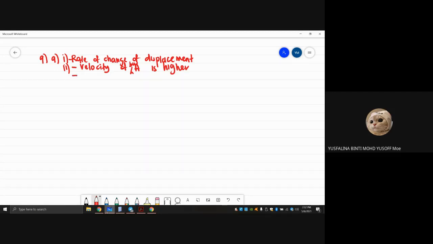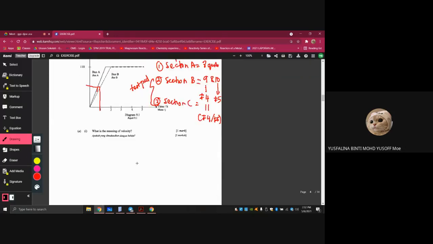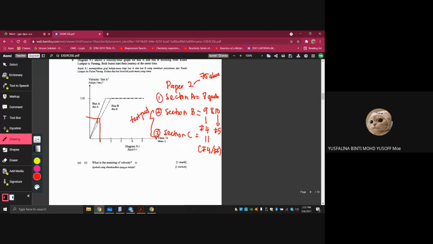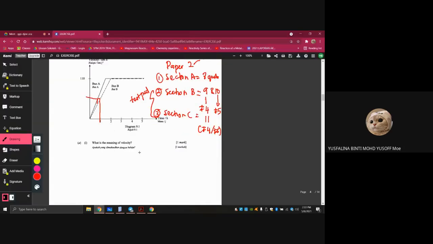The next one, they ask you to compare the gradient. Which one has the higher gradient, bus A or bus B? Bus A. So you say: gradient for bus A is higher. That is point number 2. And then we go to another one.